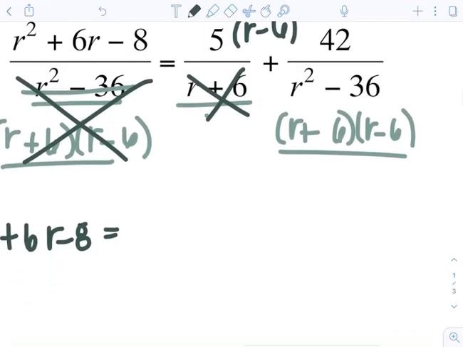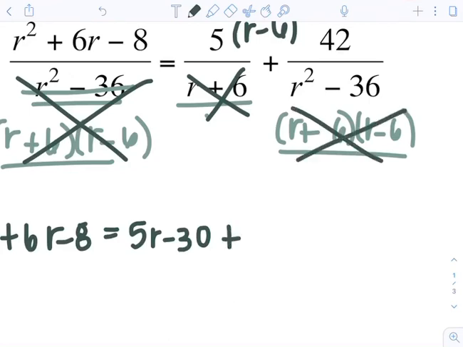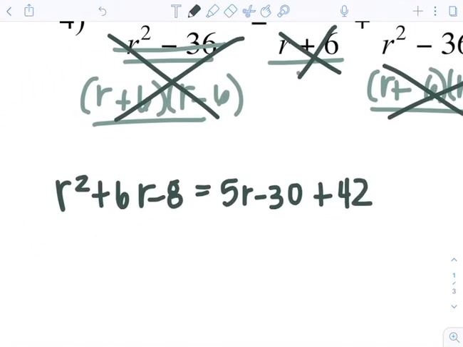Make sure you distribute that 5, so it becomes 5r minus 30, and this already has my common denominator, so I'm going to cross it out and just write 42. I don't need to multiply by anything. Okay, so combine your like terms.